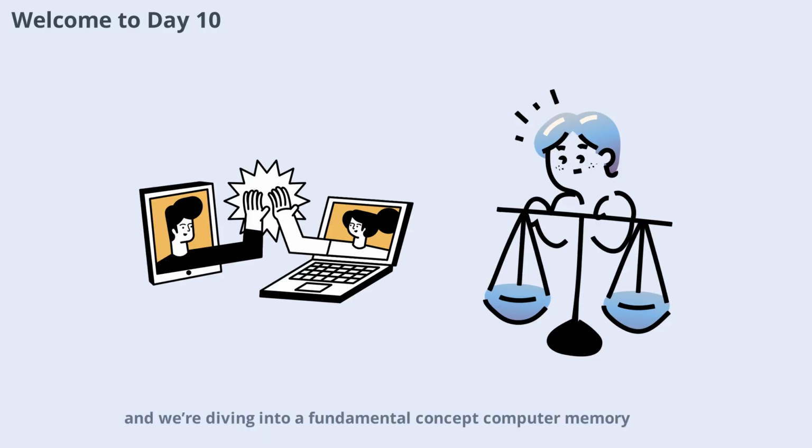Today is day 10 and we're diving into a fundamental concept, computer memory. In our previous lesson, we explored RAM and ROM, but now we'll take a step back and look at what computer memory really is, why it's so essential, and how it helps your computer work smoothly every day. By the end of this lesson, you'll have a clear understanding of the different types of memory and their roles in your device. Let's get started and unlock the secrets behind how computers remember and process information.